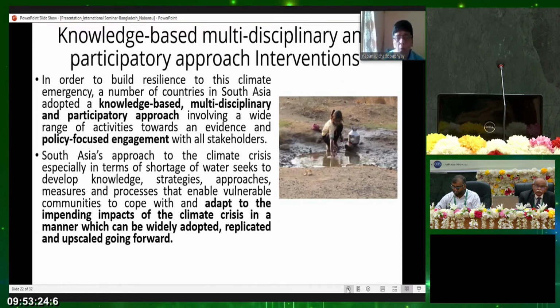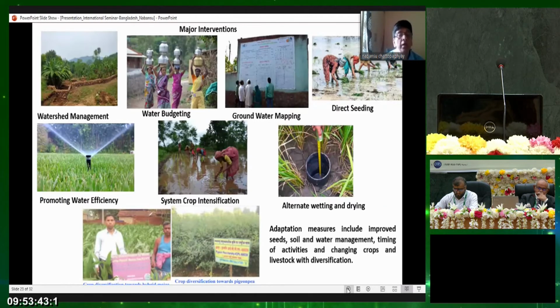And now one of the interventions is the multidisciplinary approach that has been taking place, which is knowledge based and can be scaled to different parts of South Asia. Some of the interventions I'll be showing are watershed management, water budgeting, groundwater mapping, direct seeding, promoting water efficiency systems, crop intensification, alternate wetting and drying, and diversification of crops. I feel these interventions should come in a big way in South Asia with the World Bank, WMO, and some forum. Then it will be very, very effective.